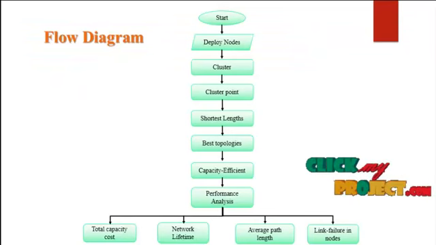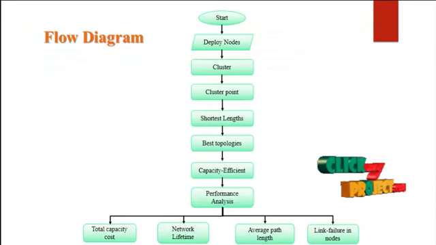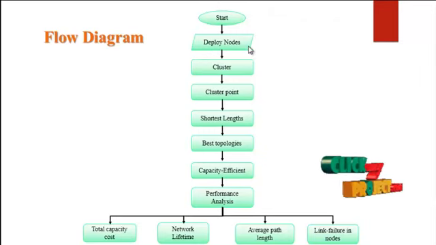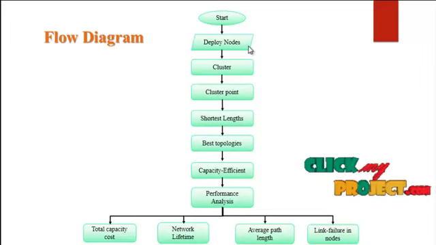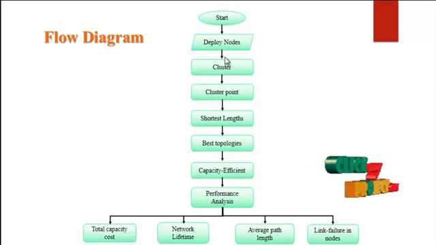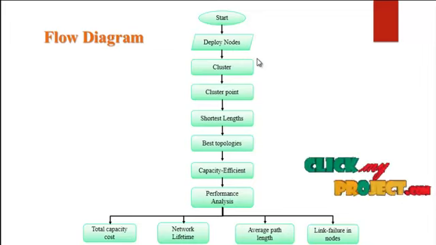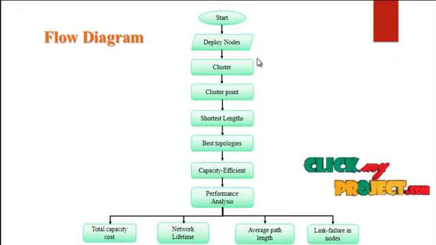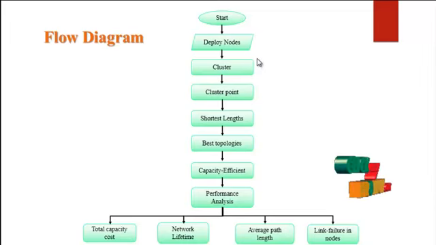Next, we will discuss the flow diagram of the project. This is the flow diagram of the project, and first we see deploying the nodes. We deploy random nodes across our entire network area, and we separate them into clusters. Each of these nodes belongs to a cluster, and we scatter the clusters. The cluster point is nothing but the node position. We use the x and y limits to find the axis position of each cluster point.